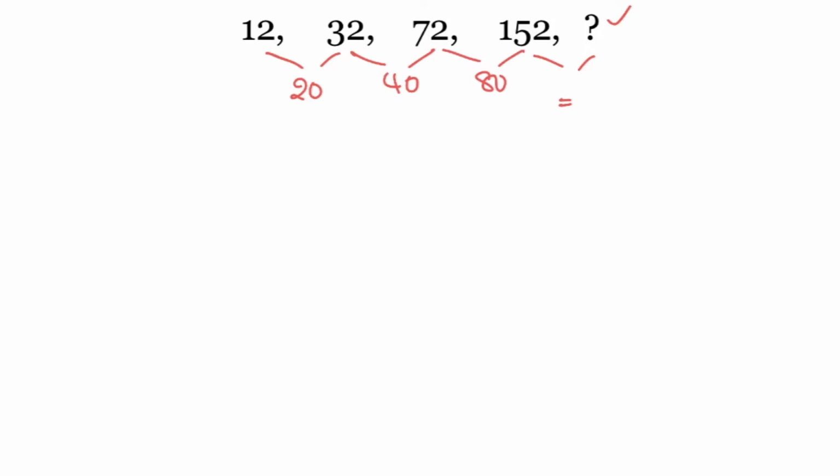And if you notice, the differences are 20, 40, 80. 20 into 2 is 40, 40 into 2 is 80. The next difference is 80 into 2, 160. If the next difference is 160, 152 plus 160 is 312. Answer is 312.